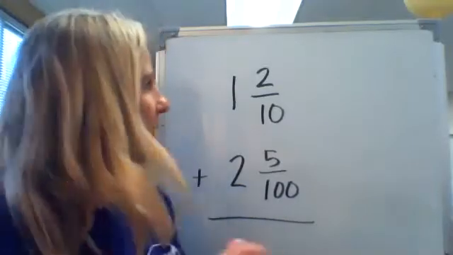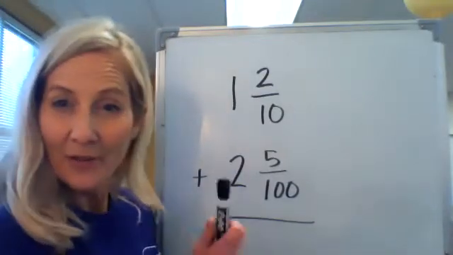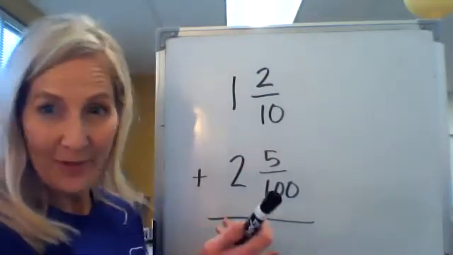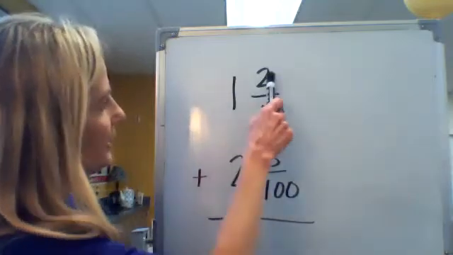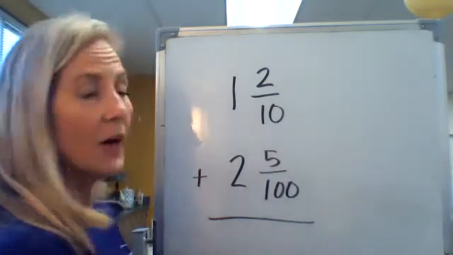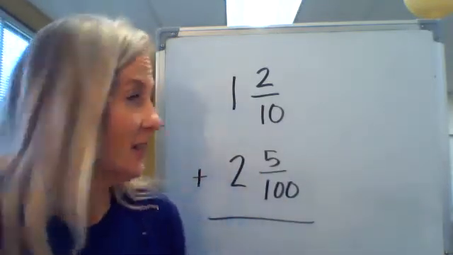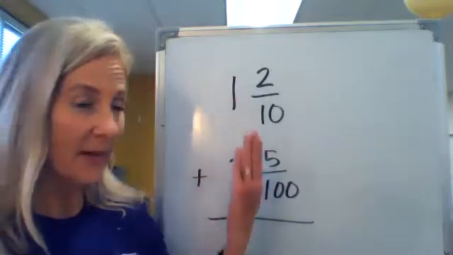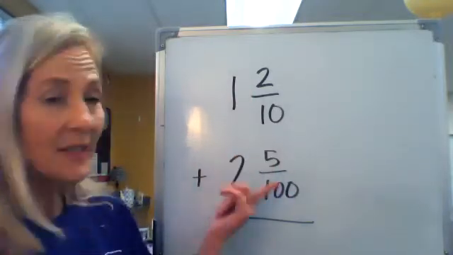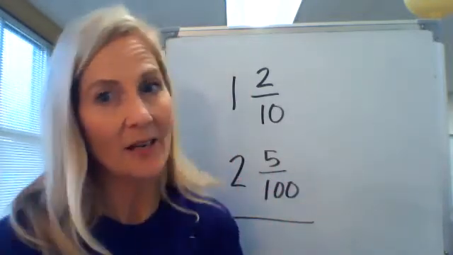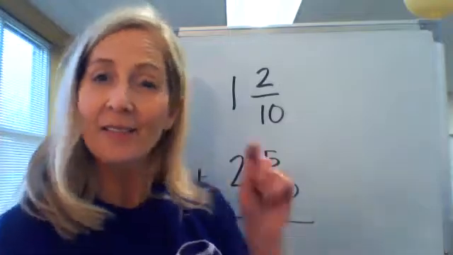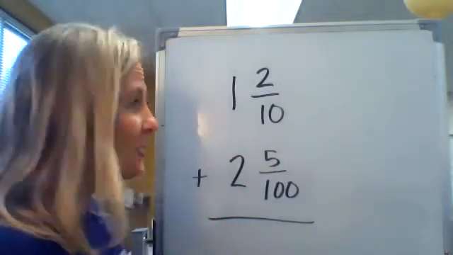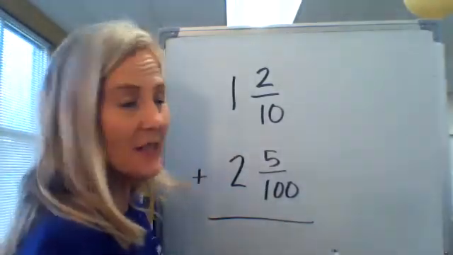All right, how about this one? And I've already written it vertically. We're finding the sum of these two mixed numbers. 1 2/10 plus 2 5/100. This is why you like that it's vertically written, because I've got different denominators here. So I have a roadblock until I get this taken care of. Luckily, you know how to make equivalent fractions, so this will be no big deal for you.